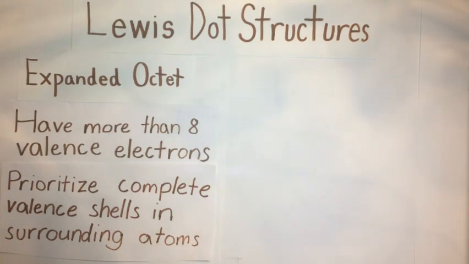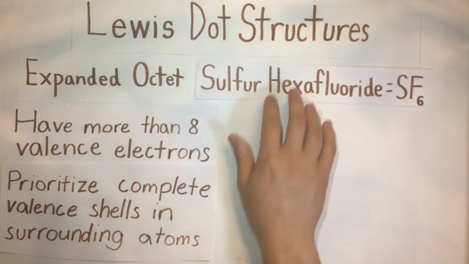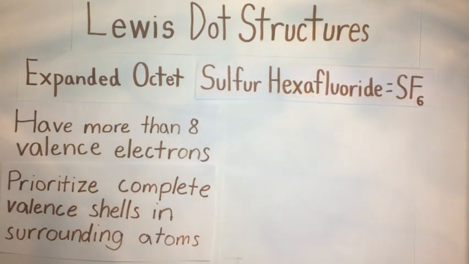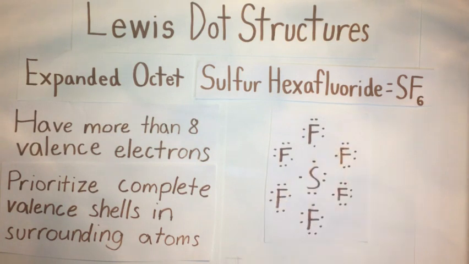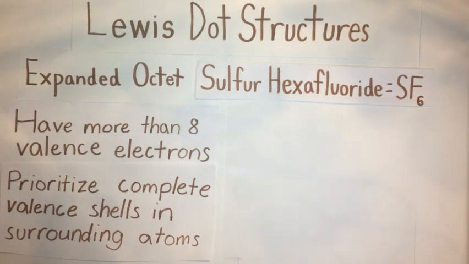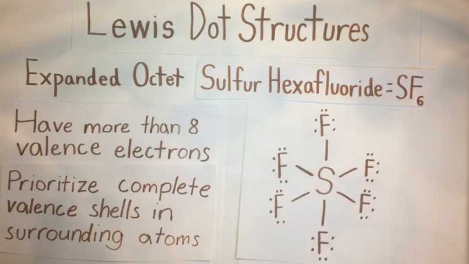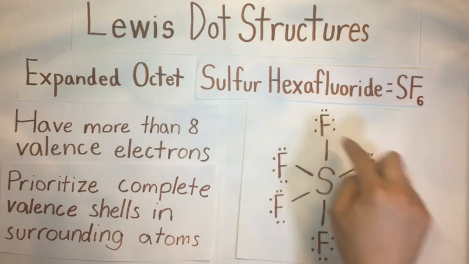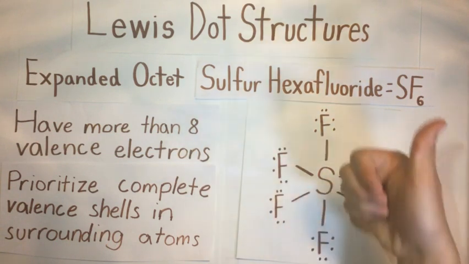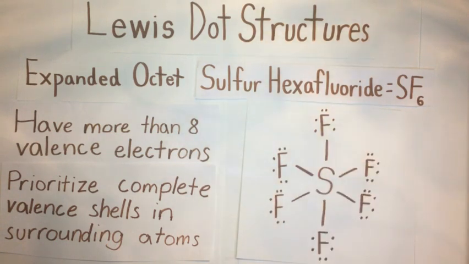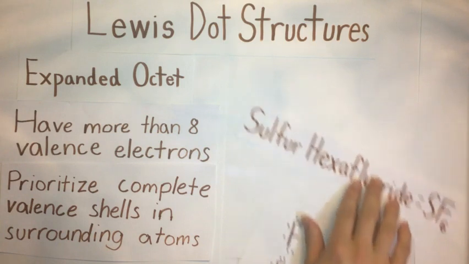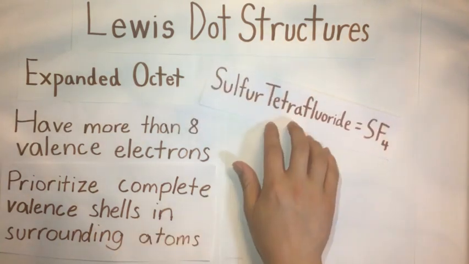Another example of a molecule that features an expanded octet is sulfur hexafluoride, SF6. Without bonding, it looks like this. Its loose structure, however, looks like this. Notice again how the surrounding fluorine atoms have full valence shells, while the sulfur in its center has an expanded octet. Now, try making the loose structure for sulfur tetrafluoride on your own.